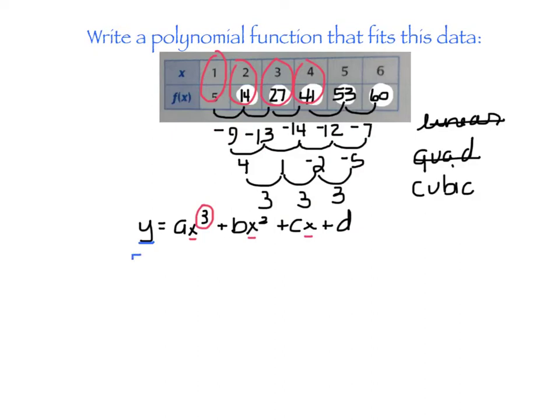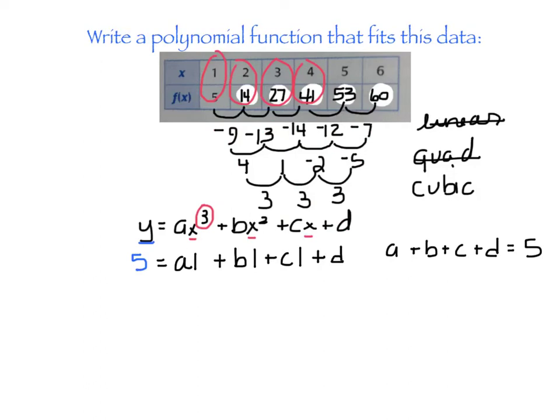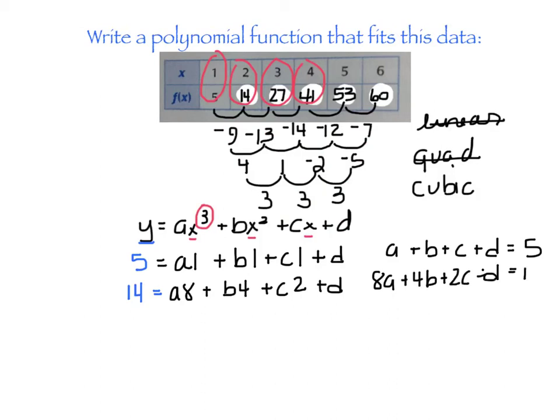So the first point is y equals a times x cubed, 1 cubed is 1, plus b times x squared, plus c times x, plus d. So I get a plus b plus c plus d equals 5. I'm going to do the next one now. I'm going to plug in y equals a times 2 cubed plus b times 2 squared plus c times 2 plus d. So we get 8a plus 4b plus 2c plus d equals 14.